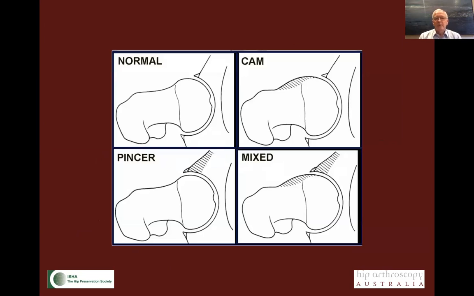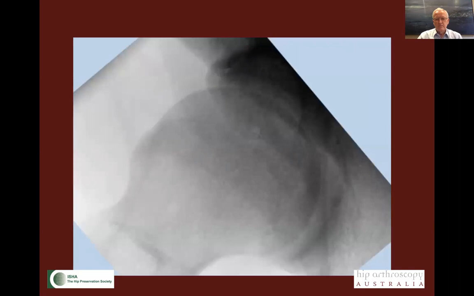Ganz described both cam and pincer types of femoroacetabular impingement, with a cam lesion seen at the top right, consisting of excessive bone formed at the femoral head-neck junction, most typically anteriorly, anterosuperiorly, and superiorly, but of variable extent and sometimes circumferential. Pincer deformity, on the other hand, is where there is excessive bone at the acetabular rim and margin, and of course there can be a combination of the two.